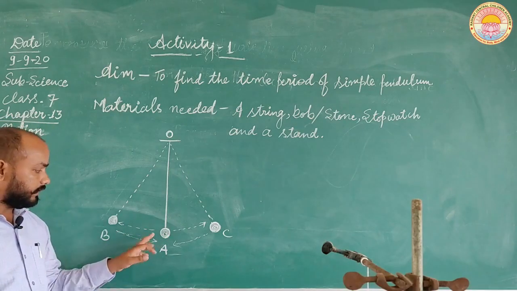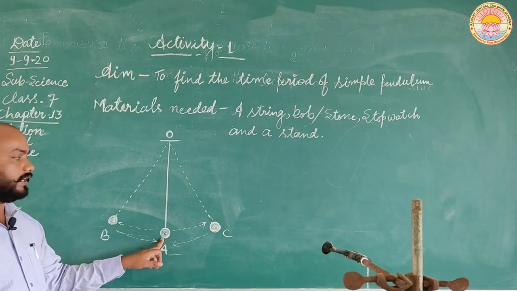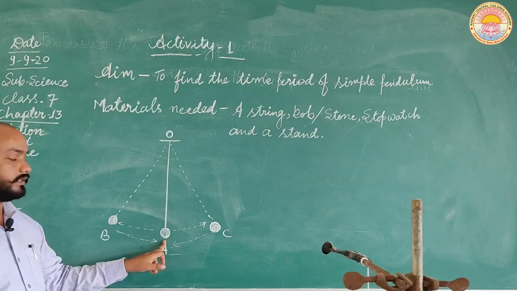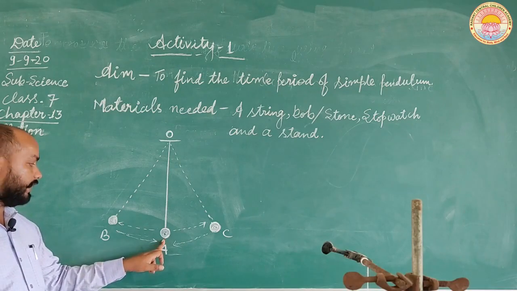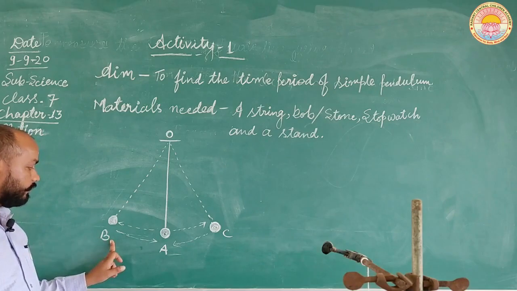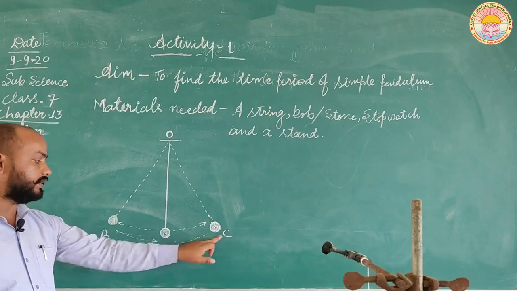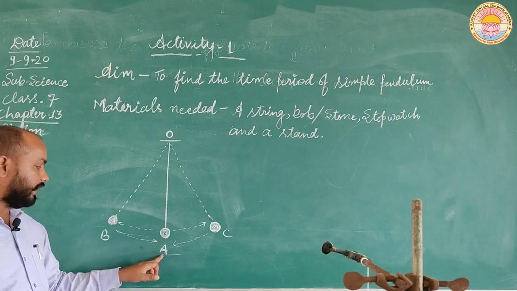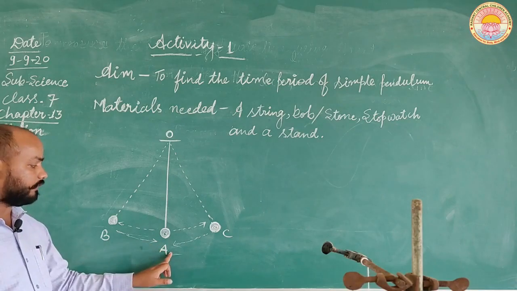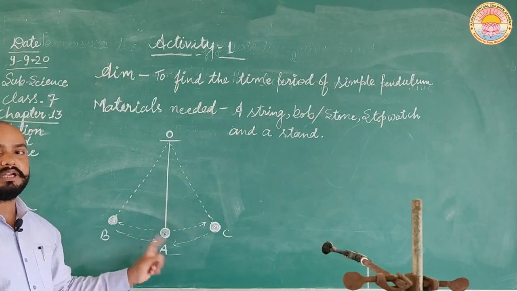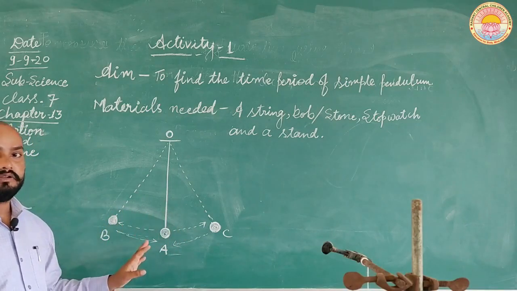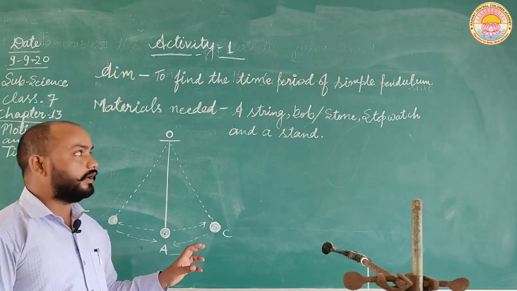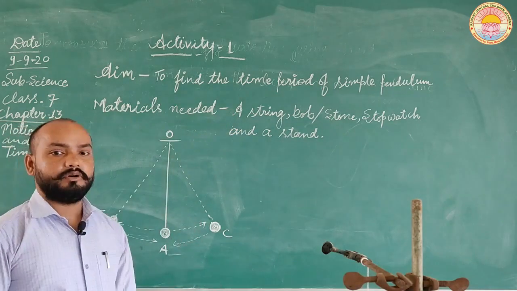When we move the pendulum from its mean position, it starts moving to and fro. We can say it moves from point A to B and again from B to A, and A to C and C to A. So one complete swing, from point A to B, B to A, A to C and C to A, is called one oscillation. I hope now you are aware of the time period and oscillation.